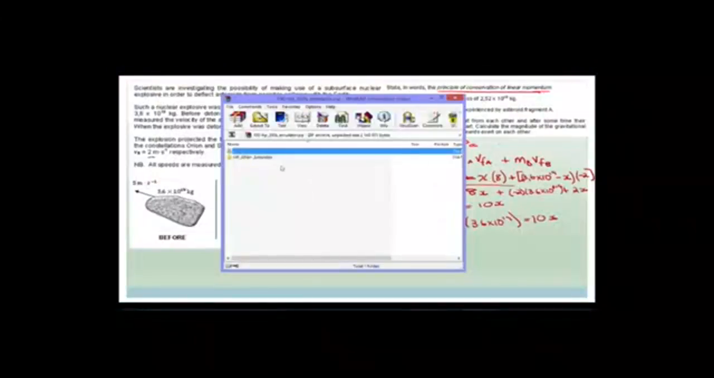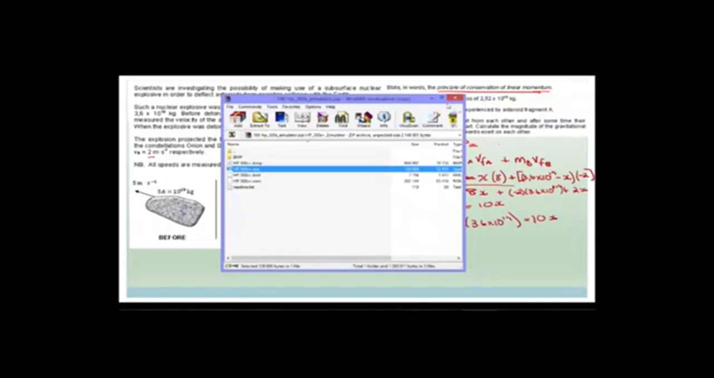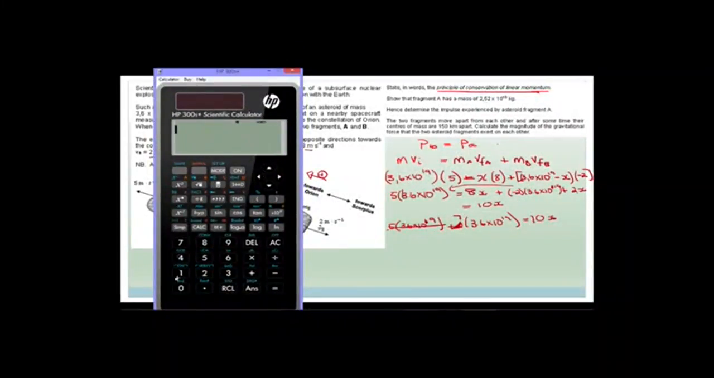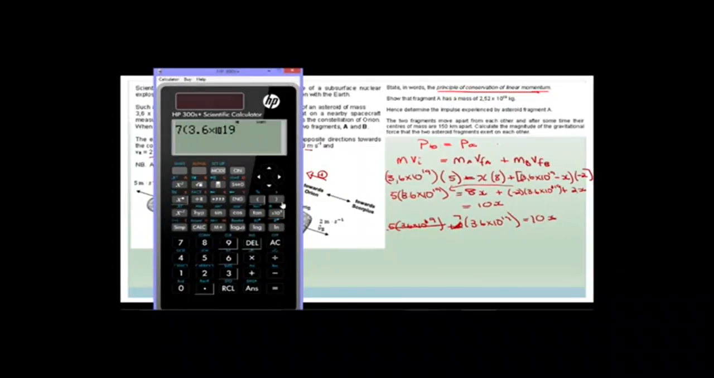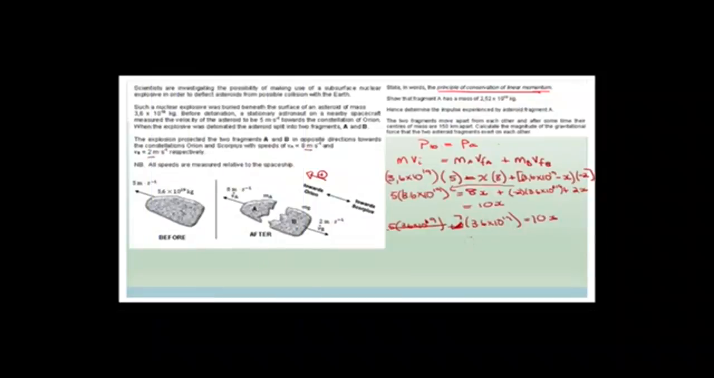Now I can solve for x quite easily if I can find my calculator. So let's get out the calculator. There we go. We've got 7 times 3.6 times 10^19, bracket, all divided by 10 equals. That becomes 2.52 times 10 to the 19. Ta-da! We have just proven that the mass of the fragment is 2.52 times 10 to the 19. So x equals 2.52 times 10 to the 19 kilograms. Done.